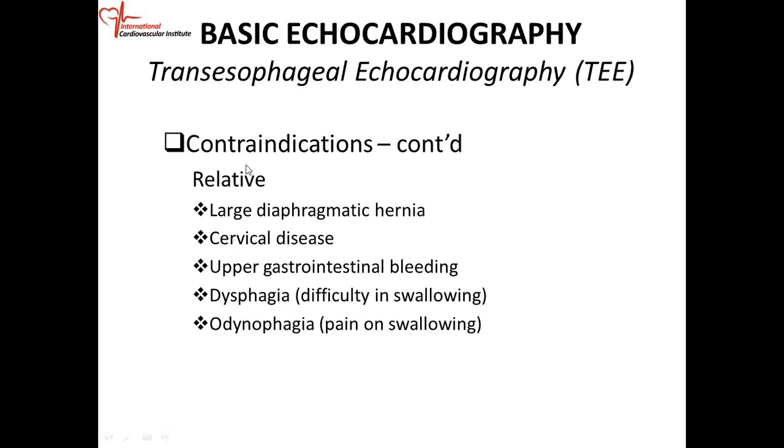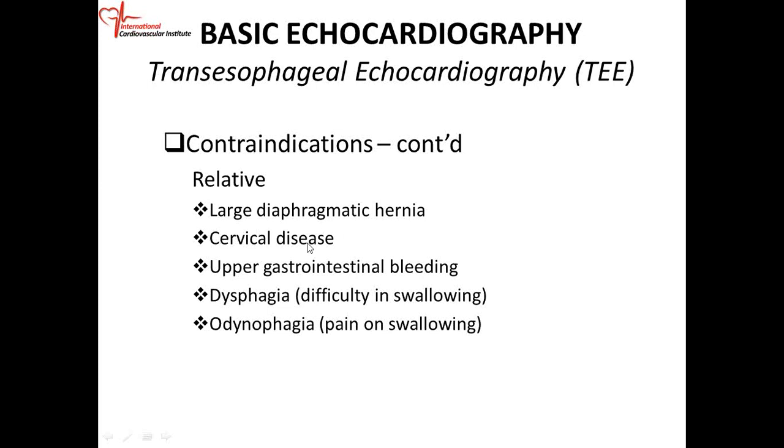So these are some of the relative contraindications. You can do the procedure, but the benefit has to outweigh the risk. Some of the relative contraindications: patients with a large diaphragmatic hernia. That is, there's a weakening in the diaphragm, and the stomach is now in the chest. So it's a relative contraindication. If the patient comes in with what looks like an aortic dissection, and you want to determine whether the patient needs to go to surgery ASAP, then you can accept the risk and do the procedure.